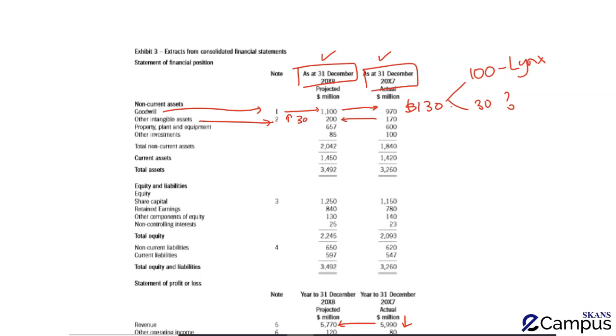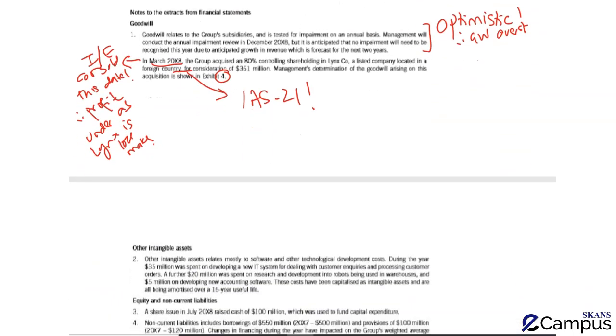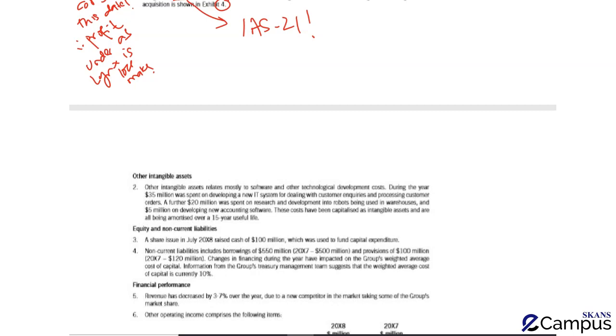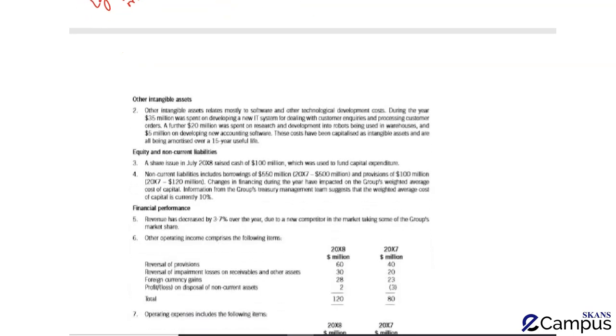So there's an increase of 30 over here. And this is again explained in note number 2. Let's go all the way down to note number 2. This is exactly what I would expect you to do in the actual exam as well. Stick to these figures so that you can manage your time as well.